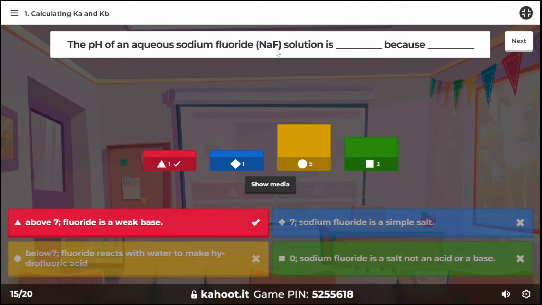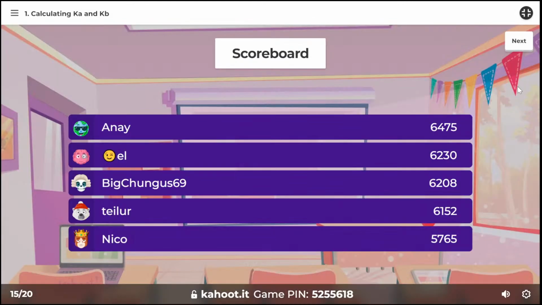Wait, why is it above? Is HF a weak or strong acid? Weak. So its conjugate, F minus, is a weak base. Right. So it's got to be above 7 because fluoride is a weak base. I was about to click like green or something.